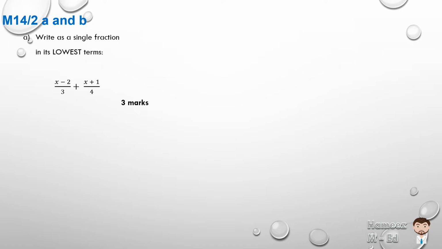My suggestion would be, as we've seen over the years where students get problems, the first thing we should look at is to use the whole numerator as one item. So the way we deal with that is we put parentheses or brackets in the numerator. As such, we write it as open brackets x minus 2, close brackets, all over 3, plus open brackets x plus 1, close brackets, all over 4.